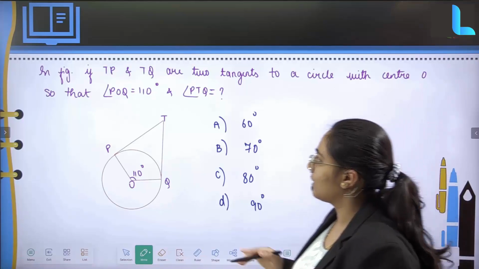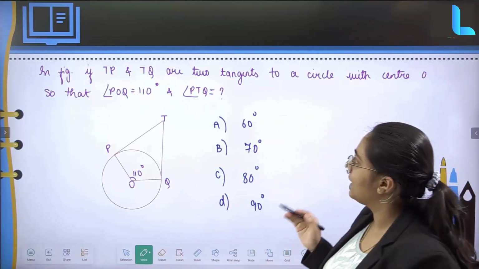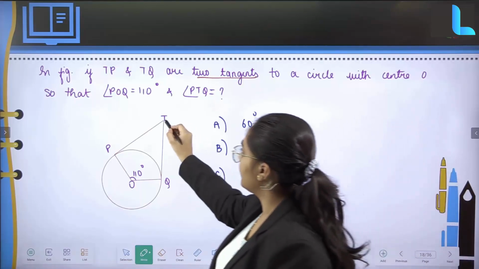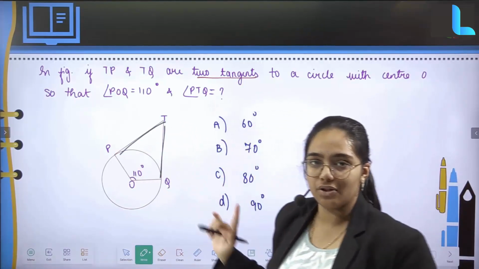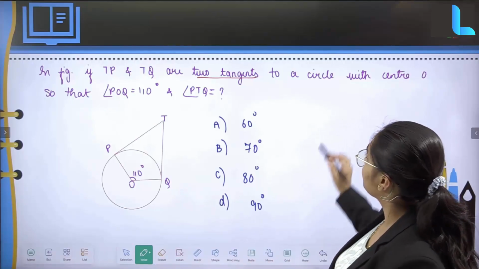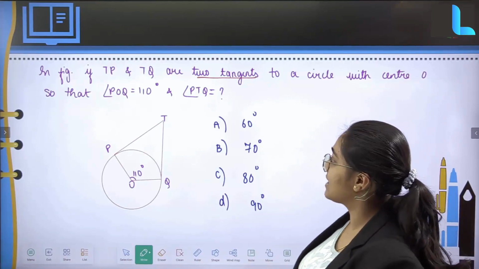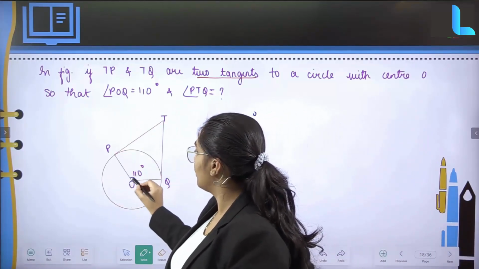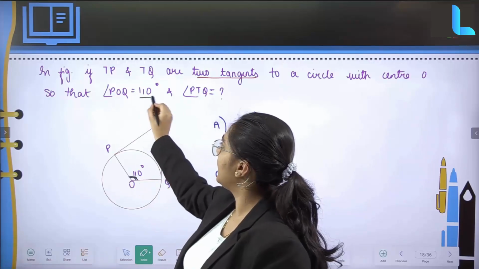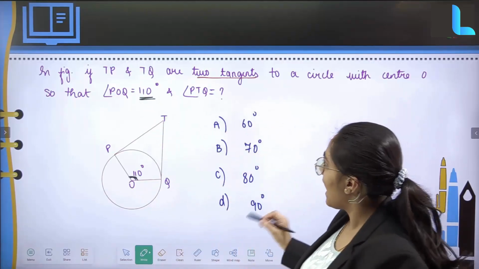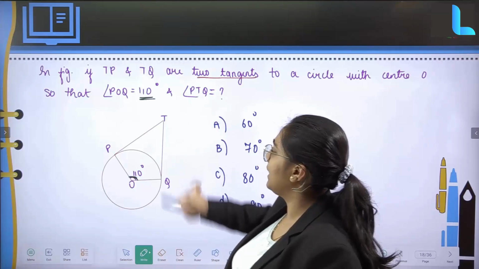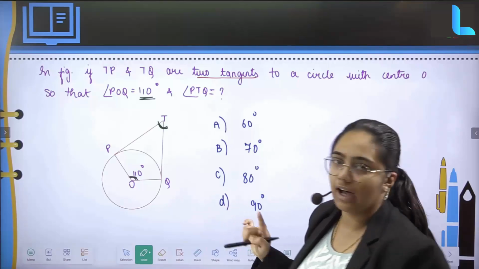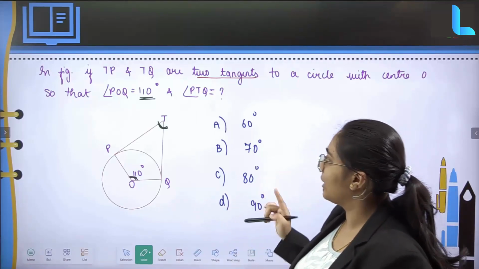Now coming to the next question. In the figure, TP and TQ are two tangents to a circle with center O, so that angle POQ is specified to be equal to 110 degrees. And you have to find out angle PTQ. What is this angle equal to is what you have to find out. So what is the answer going to be?